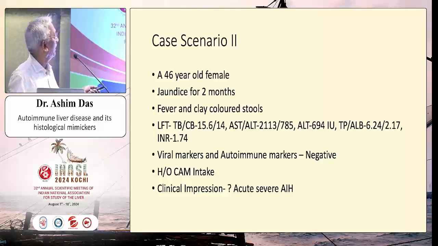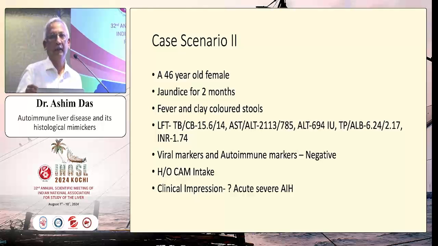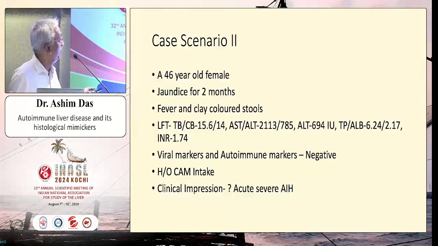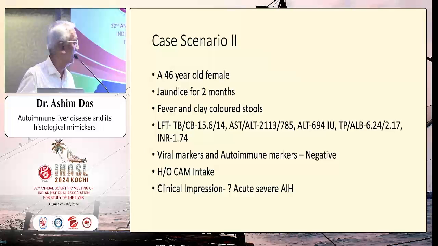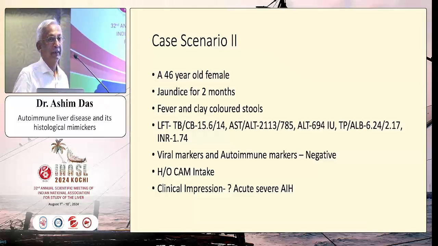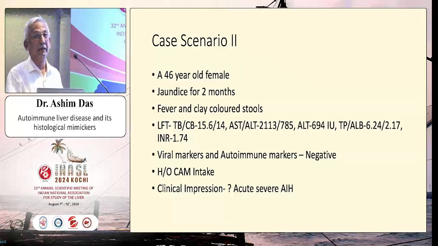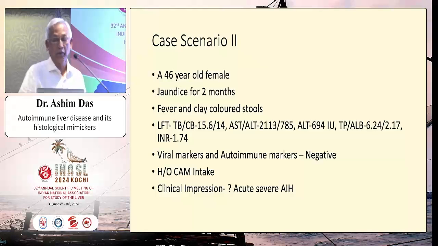Okay. Now, case scenario 2, a 46-year-old male, jaundice for 2 months. This is the one scenario where we are always asked by the clinician, could it be autoimmune hepatitis? Now, you just see the viral markers and autoimmune markers are negative, and there is a history of CAM intake. This is very common nowadays. Whenever there is a prolonged jaundice, the patient takes CAM. Now, you have to give an impression whether it is fitting with autoimmune hepatitis or not, because the clinical impression was acute severe autoimmune hepatitis.